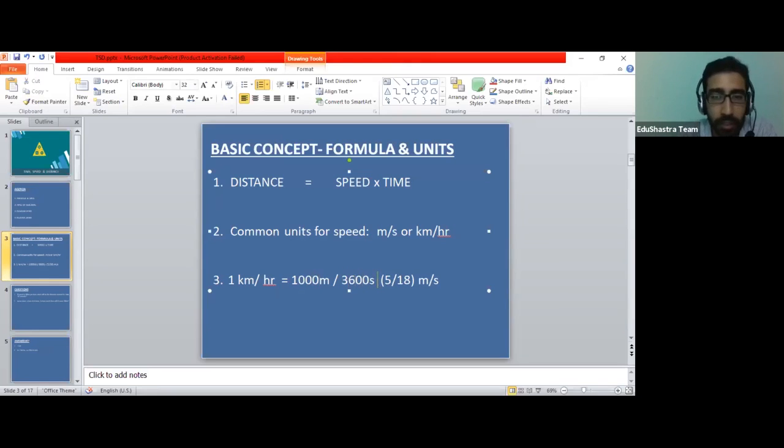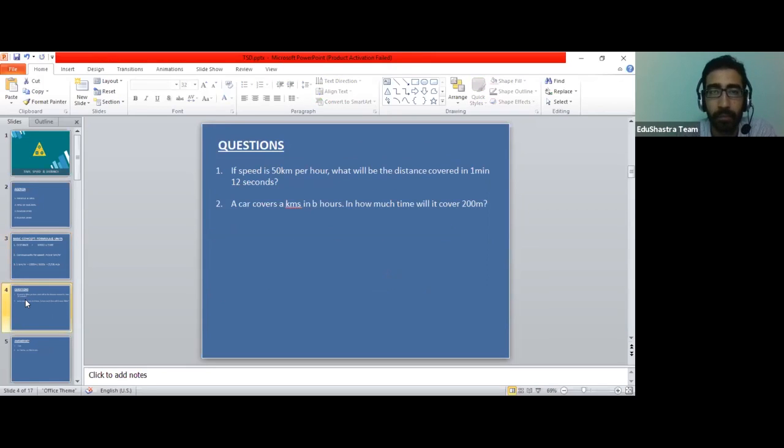So 3,600, of course, because 1 hour is 60 minutes into 60 seconds per minute, which makes this 1,000 by 3,600 very simply 5 by 18 meter per second. It does help. This is a very simple calculation, but it would help if you remember that 1 kilometer per hour is 5 by 18 meter per second. It's fairly simple.